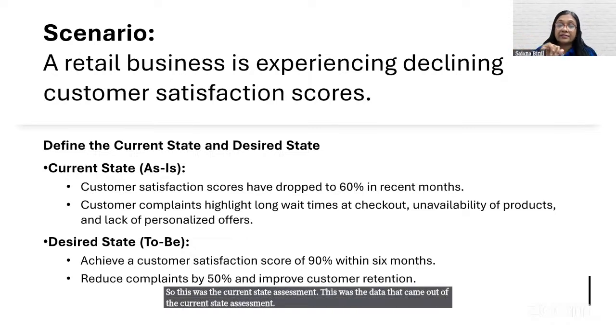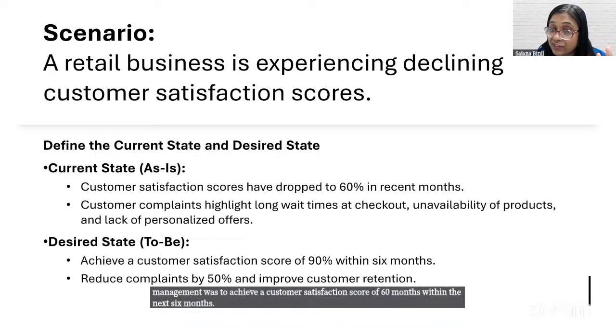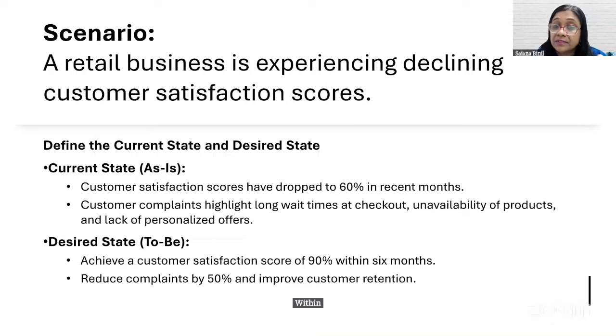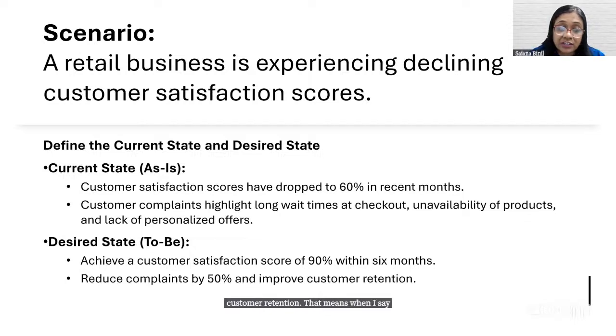Desired state, take a look at that. The desired state by the management was to achieve a customer satisfaction score of 90% within the next 6 months. So they had a timeline of 6 months. Within 6 months, our customer satisfaction scores should be up to 90%. Reduce complaints by 50% and improve customer retention. So two objectives they had: bring up the customer satisfaction score, reduce the complaints by 50%, and improve customer retention. When I say improve customer retention, it means bringing the same customer back to you to buy other products.